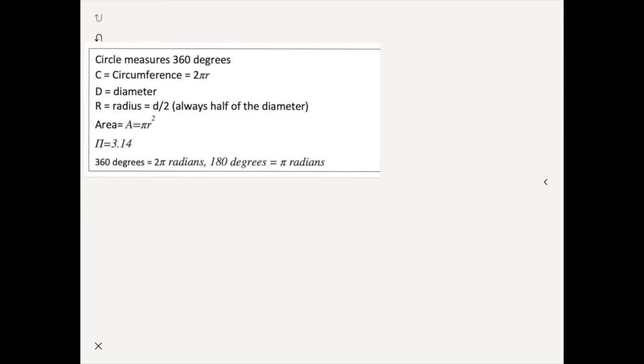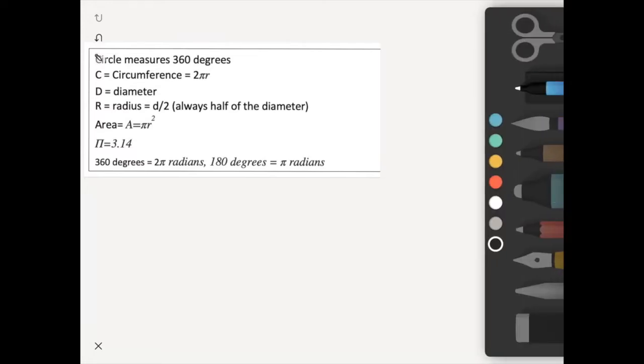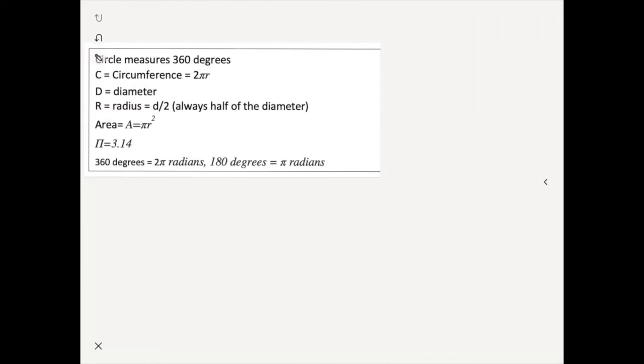So the first thing is that a circle is measured 360 degrees. So if you go around an entire circle, it's going to be 360 degrees. I'm going to draw a circle here. So here's my circle. So if you go around this entire circle, it's going to be 360 degrees.